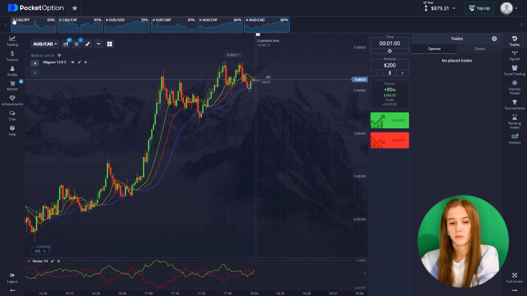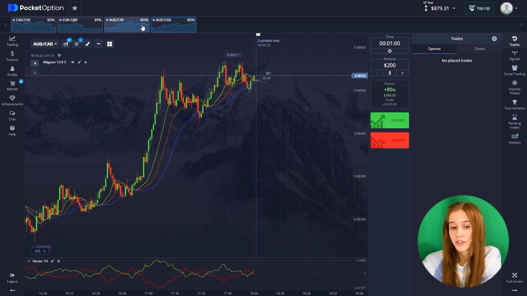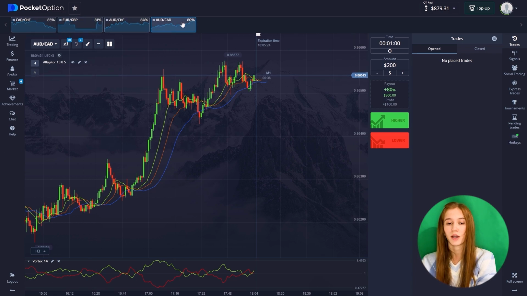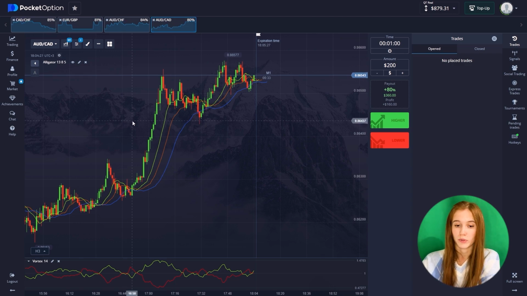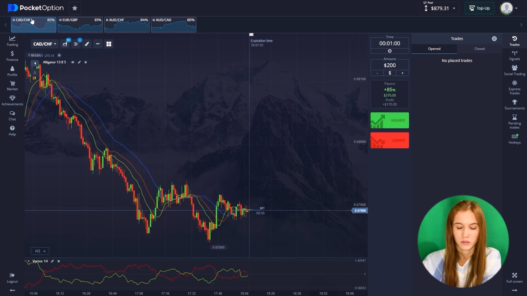Let's remove them. 70%, not very pleasant. I'll talk about the percentage of payment later. Let's leave for concept pairs for now. Payout percentages. Good. Here we are.